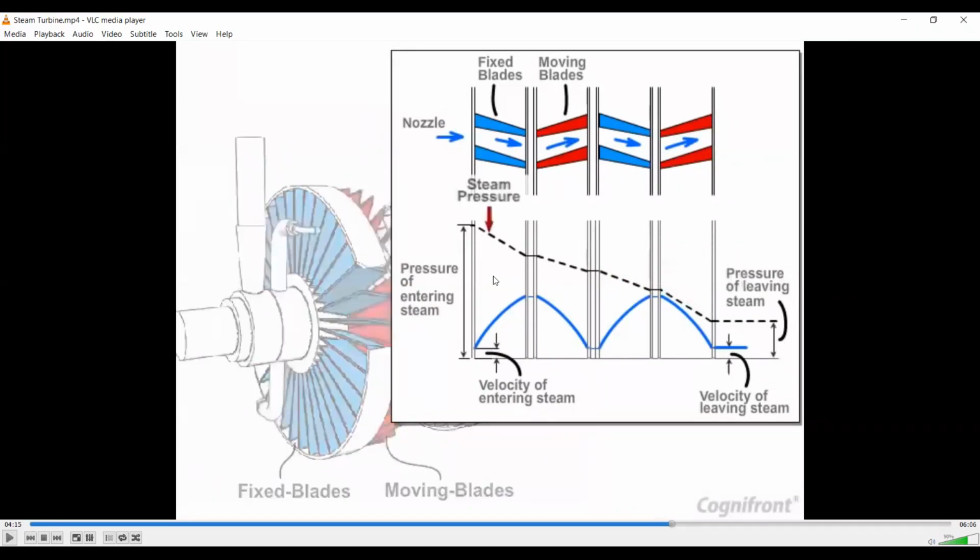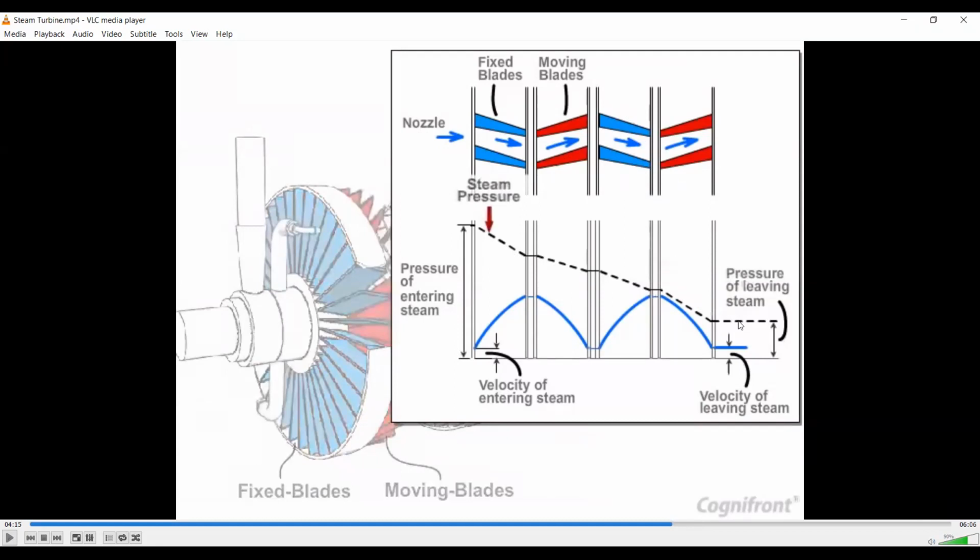So see here, and what we observe here, that these are for the fixed blade, and this is for the moving blade. So these are the various stages, and steam enters from the nozzle. When the steam enters from the nozzle, it is at high pressure. But when it moves towards the blades, it is continuously decreasing. It decreases, then again decreases, and then it again decreases.